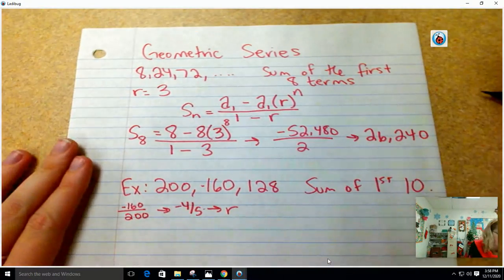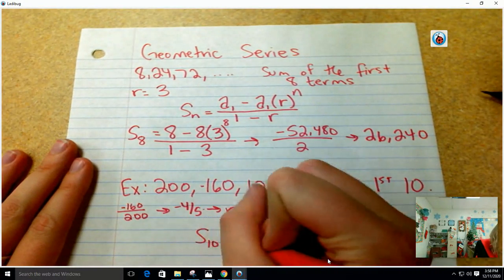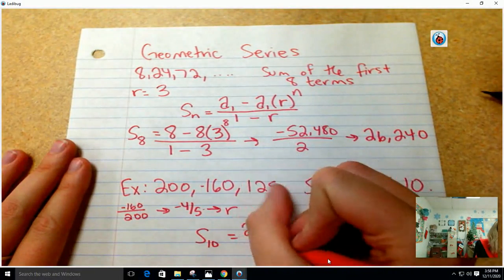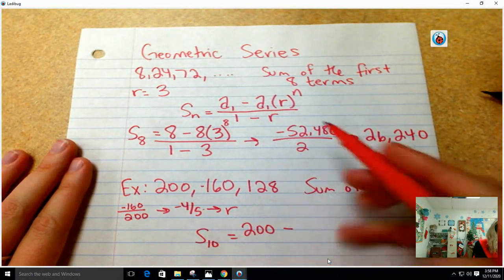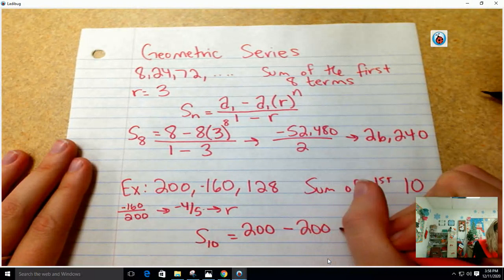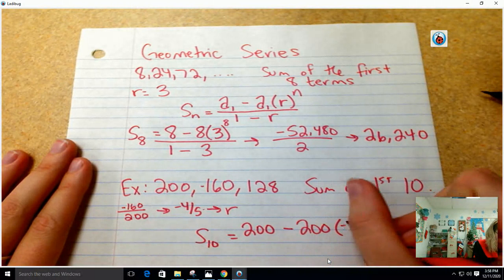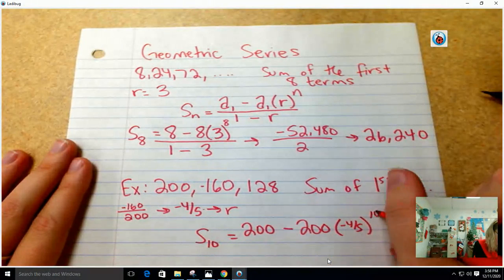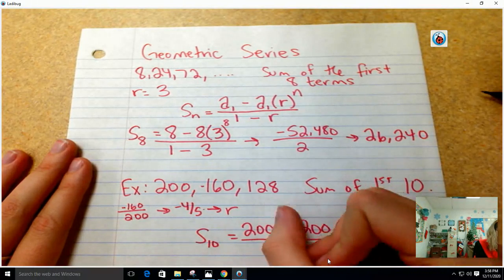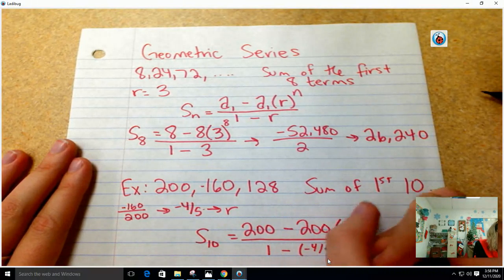And now I'm ready to use my formula. So S sub 10 is going to equal my first term, 200, minus my first term times negative 4/5 to the 10th power, all over 1 minus negative 4/5.